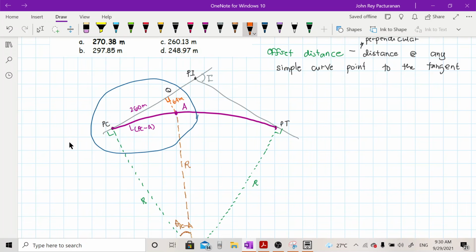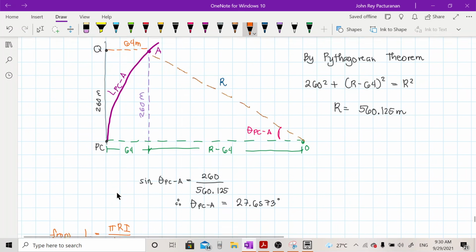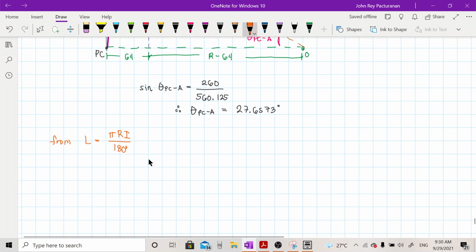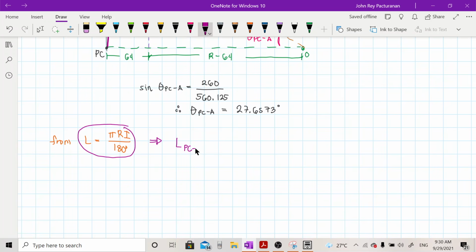Yung concern lang natin ngayon is from PC to point A. Oo nga, no? Hindi siya pwedeng gamitin. Kaya lang, ang kagandahan dito, class, dahil memorize mo to, we can simply manipulate the variables here. Kumbaga, we can simply derive a formula very similar to this one. Ang mangyayari, imbis na length of the entire curve, tawagin na lang natin na length from PC to A.